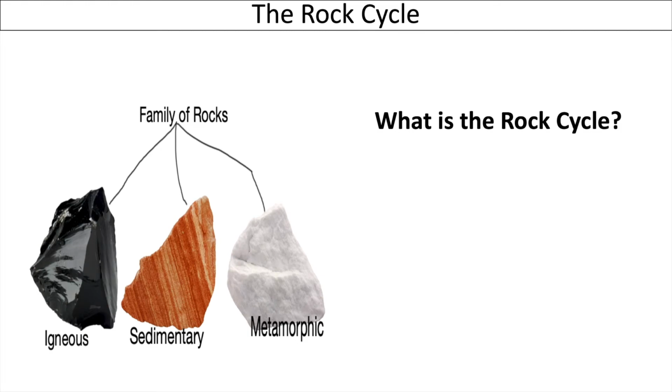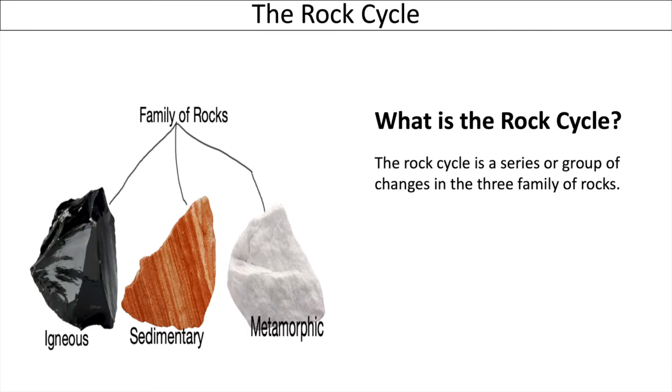What is the rock cycle? The rock cycle is a series or group of changes in the 3 families of rocks, which are igneous rocks, sedimentary rocks, and metamorphic rocks. The 3 main families of rocks can be changed into another type. Different forces and processes cause rocks to change from one type to another and then back again.